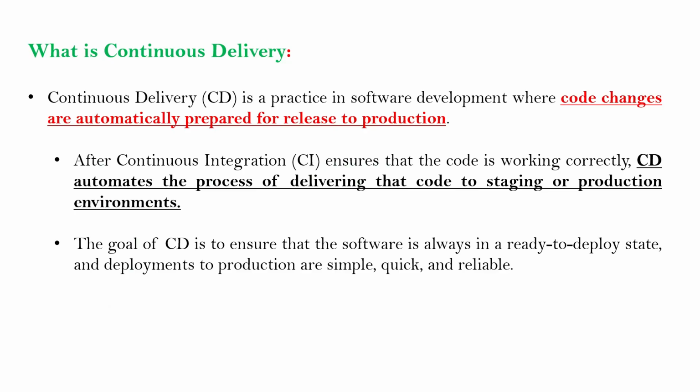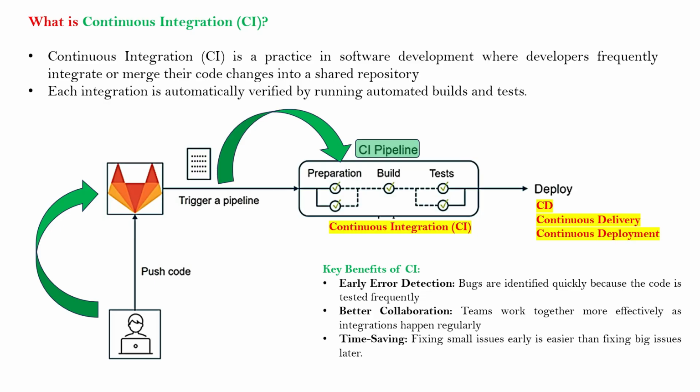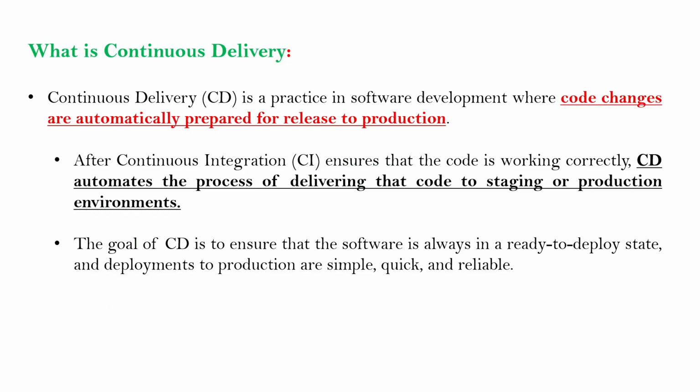So now we have continuous delivery, and apart from that, continuous deployment. Let me explain. Continuous delivery, which is CD, is a practice in software development where code changes are automatically prepared for release to production. It is very clear from the name as well. Delivery means you're delivering your code once it is ready to use, ready to deploy in production.